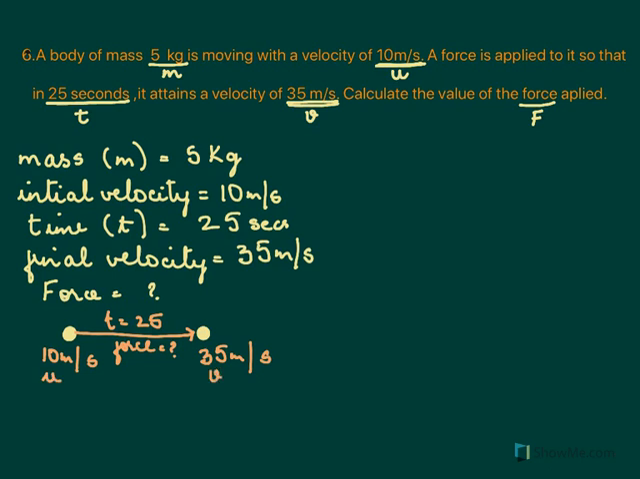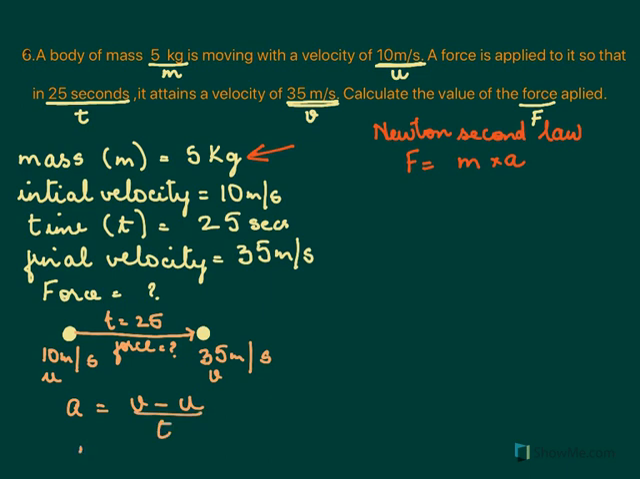So this is our u, this is v. So first we know that F, by Newton's second law, here you need to write Newton's second law, we have F equal to m into a. Now the mass we know, but we need to calculate the acceleration. For acceleration, we'll do a equal to v minus u over t. So acceleration: v is 35, u is 10, so 35 minus 10 over time, which is 25 seconds.